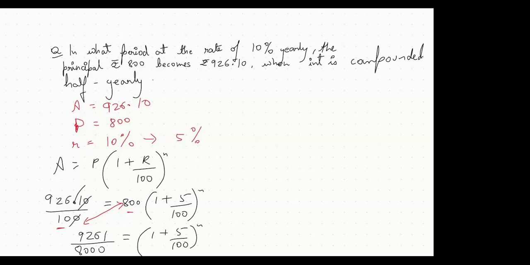Because this side and this side are equal, it is possible that they might carry the same powers. But how do we make it that way, to find out n? Look carefully. This is a bit different. 9261 and 8,000, I will do their factorization, because I will either make it a square root or a cube root.